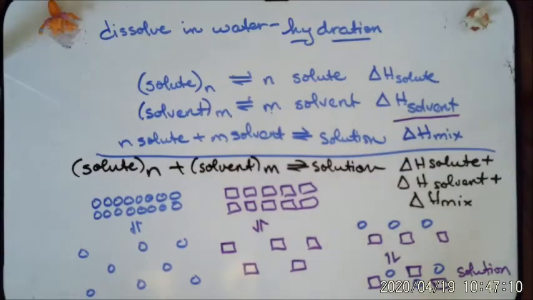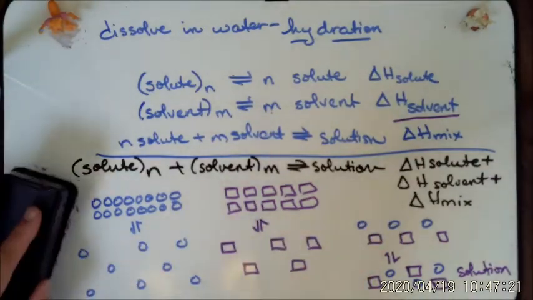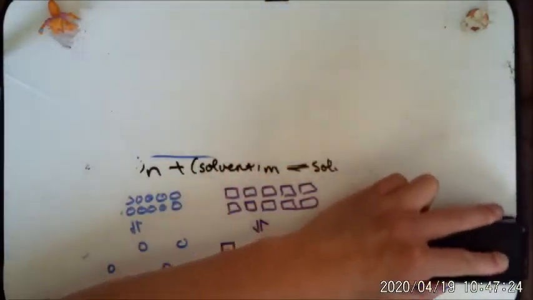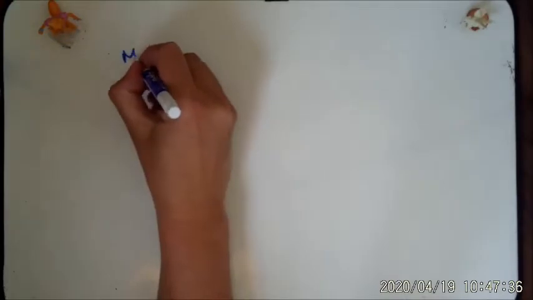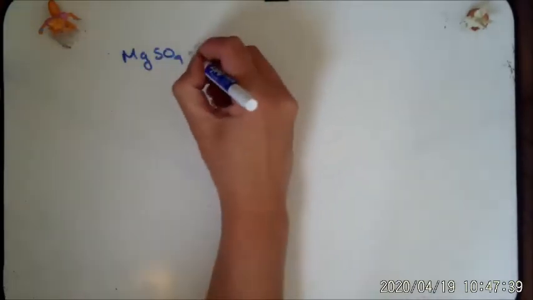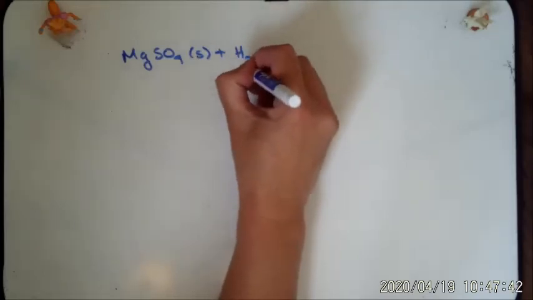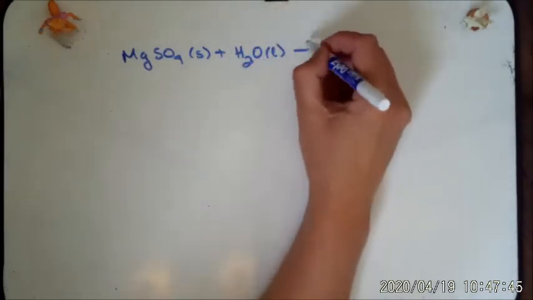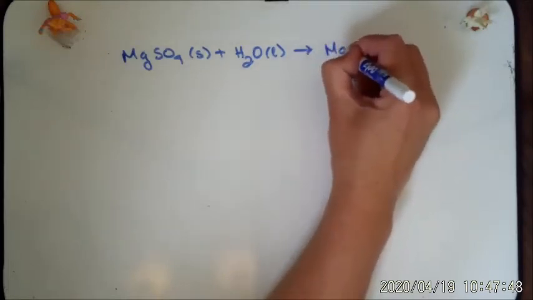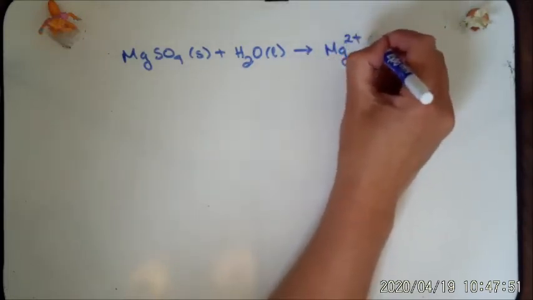Okay, so let's take a look at exothermic and endothermic formation of solutions. This is why we know it's going to be exothermic or endothermic. So if you look at magnesium sulfate plus water, basically what I'm doing is I'm making a magnesium sulfate solution.